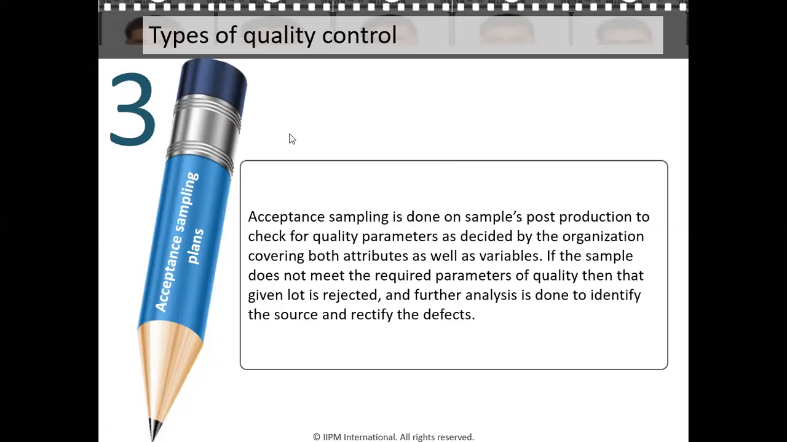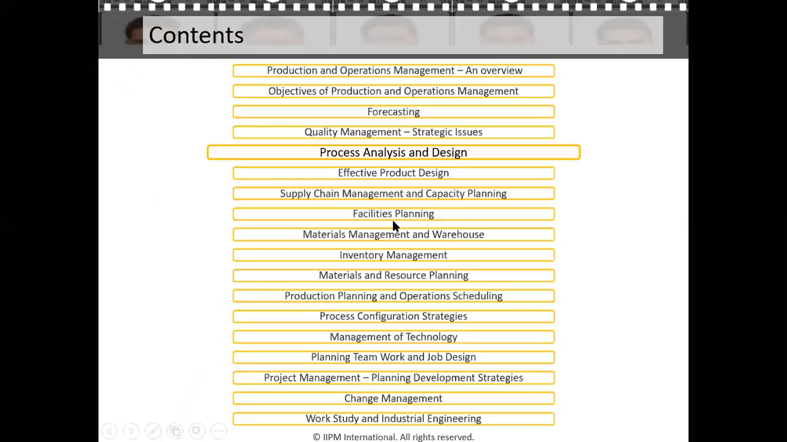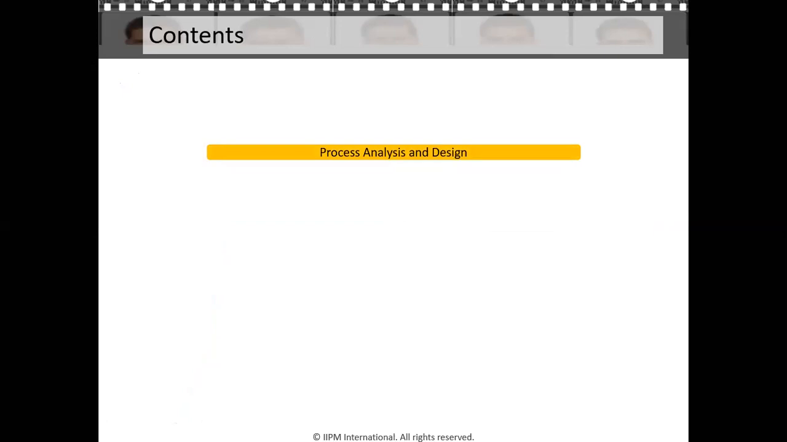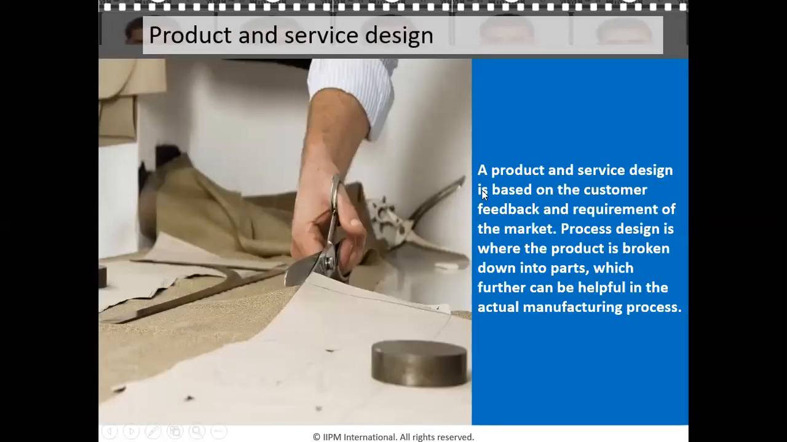All right. So we need to pay critical attention in project quality management, or generally business quality management. Quickly, let's look at process analysis and design, product and service design. A product and service design is based on the customer feedback and requirement of the market. Process design is where the product is broken down into parts, which further can be helpful in the actual manufacturing process.